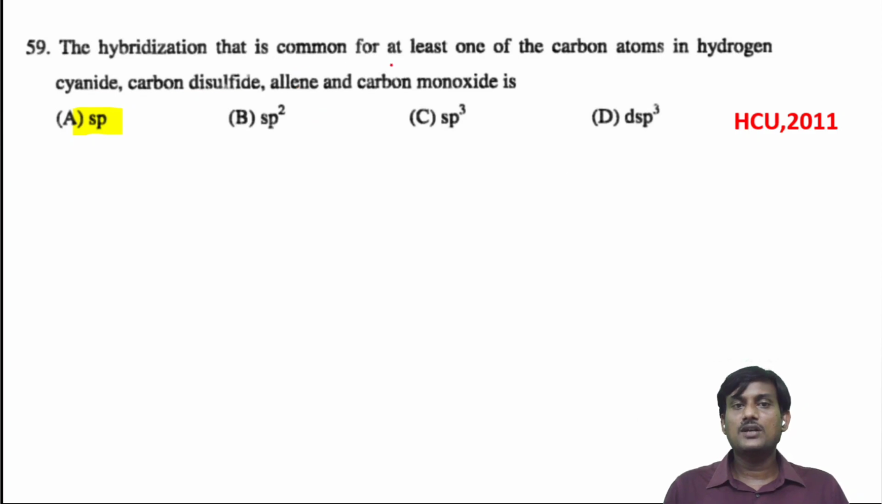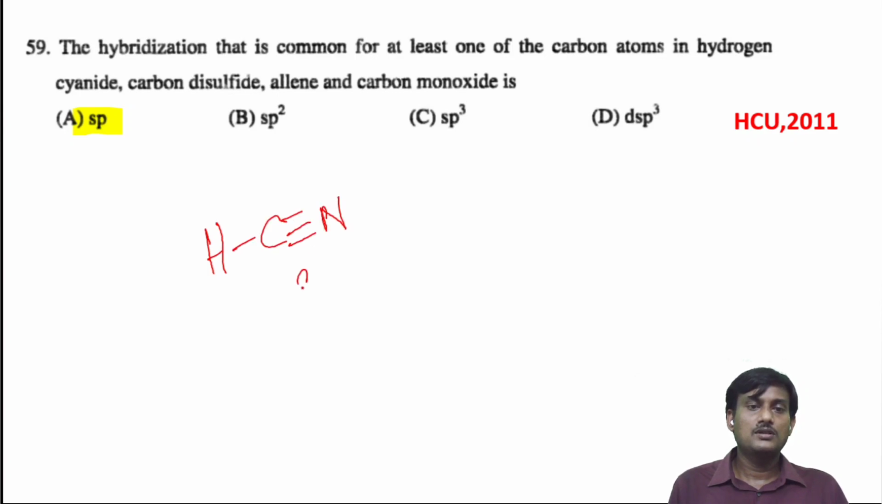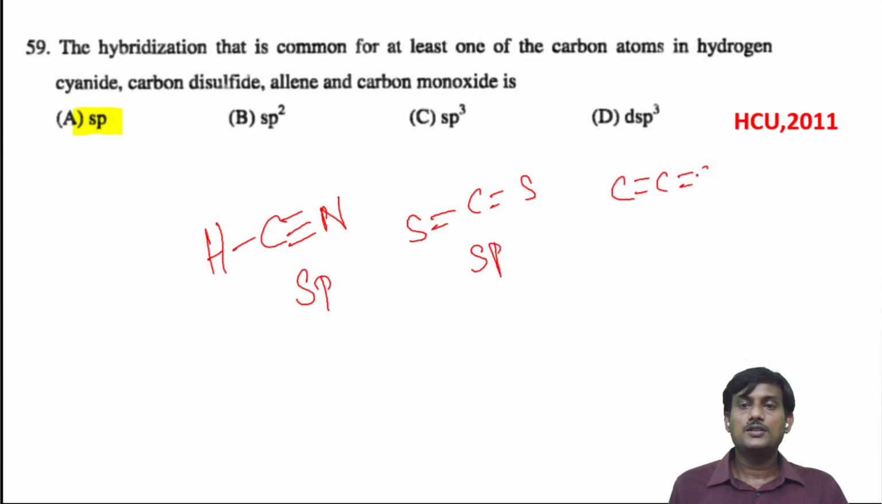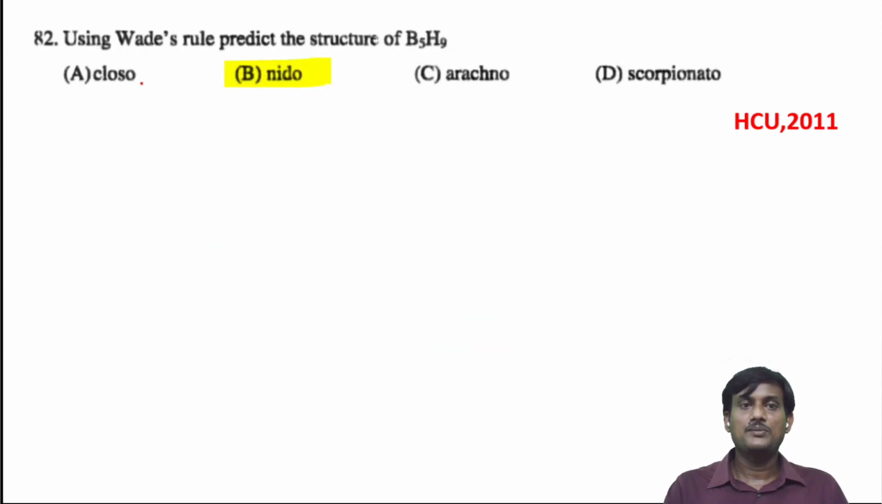The hybridization that is common for at least one of the carbon atoms in hydrogen cyanide is sp hybridization. In carbon disulfide, S double bond C double bond S, you have two pi bonds, and it is also sp. In allene, also sp hybridization. Carbon monoxide also has sp hybridization. So the common hybridization is sp.